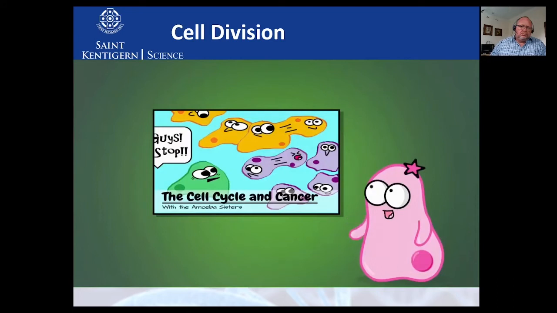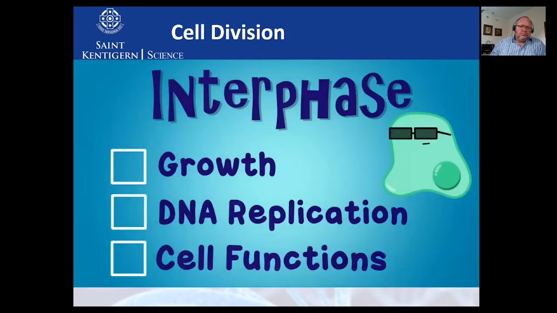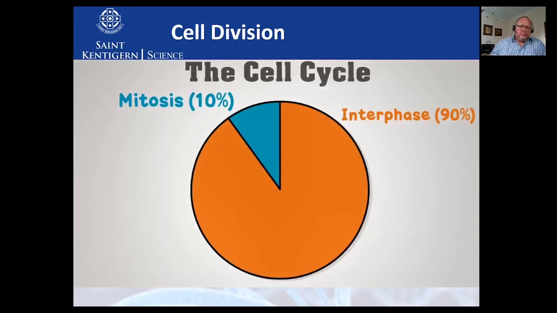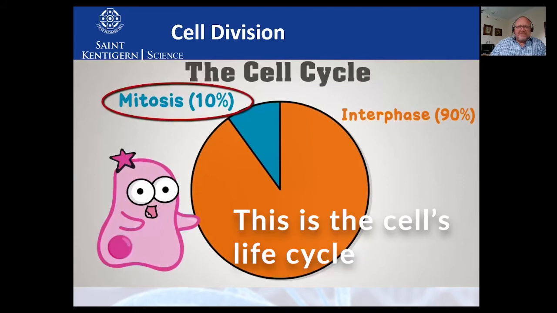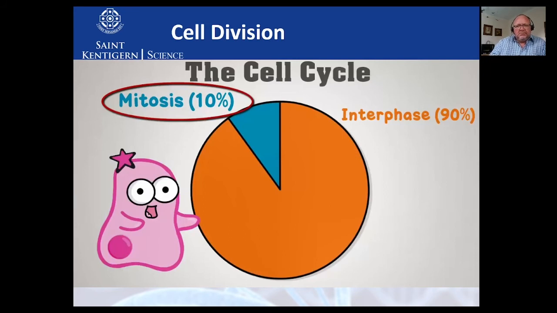We have a clip on the cell cycle and what the cell is usually doing most of its daily life, which is actually a phase called interphase, where it's growing and replicating its DNA and carrying out its daily cell functions. That's where cells spend most of their time in respect to the whole cell cycle. Mitosis is a very short amount of time in respect to the whole cell cycle. But mitosis is a critical process because this is where the cell is going to divide and make more cells.